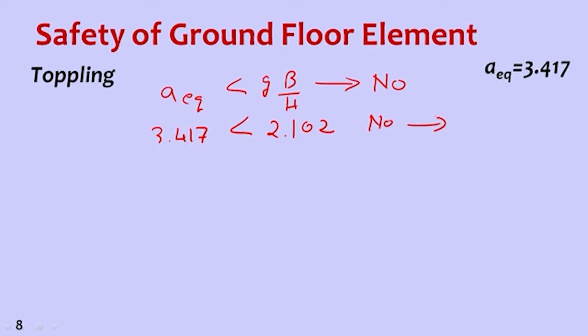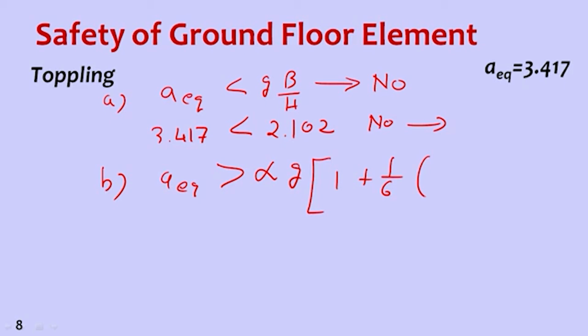Now let us go for the second case. A little bigger equation, where we have to compare AEQ with the product of alpha G multiplied by 1 plus 1 upon 6 omega, which is nothing but the forcing frequency, divided by P. Before we go to this one, let us calculate what is P.